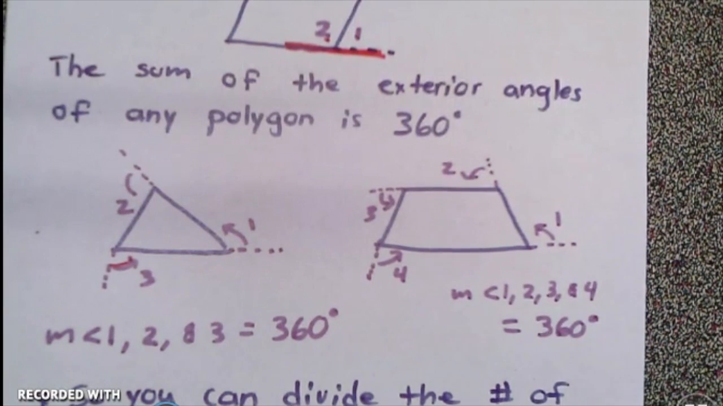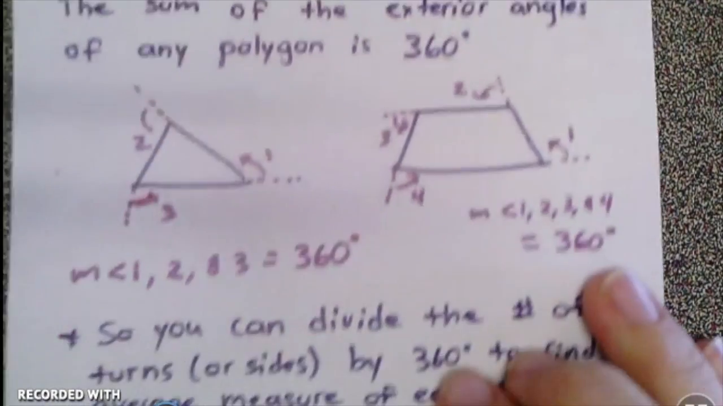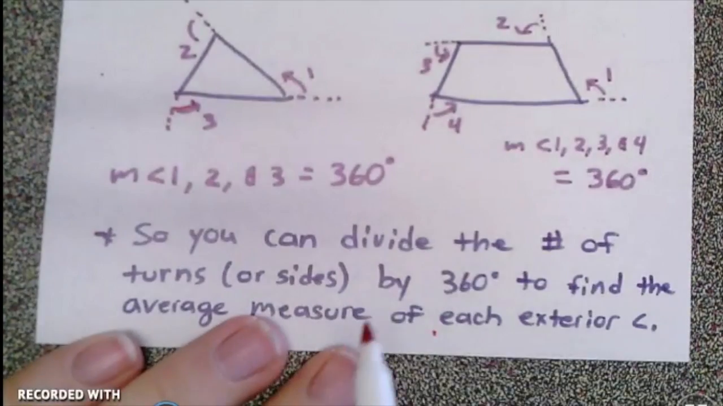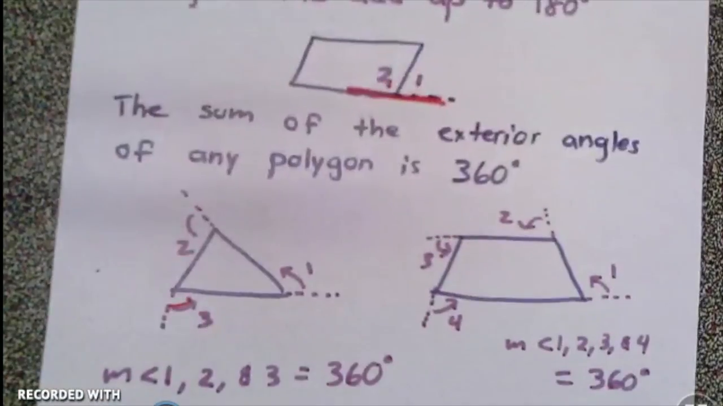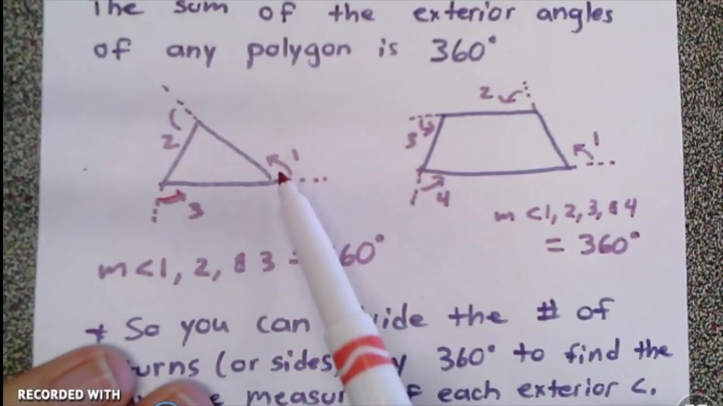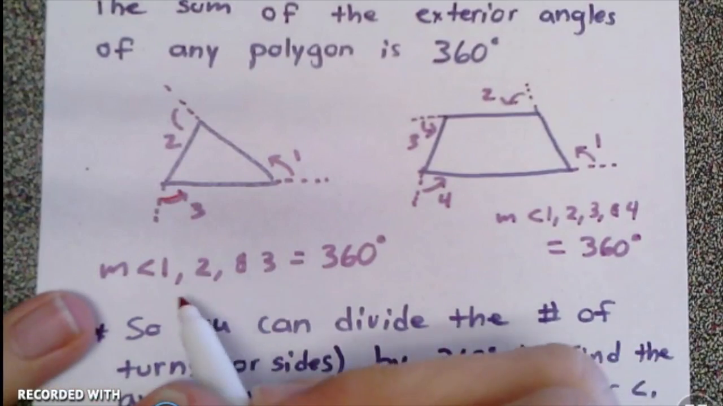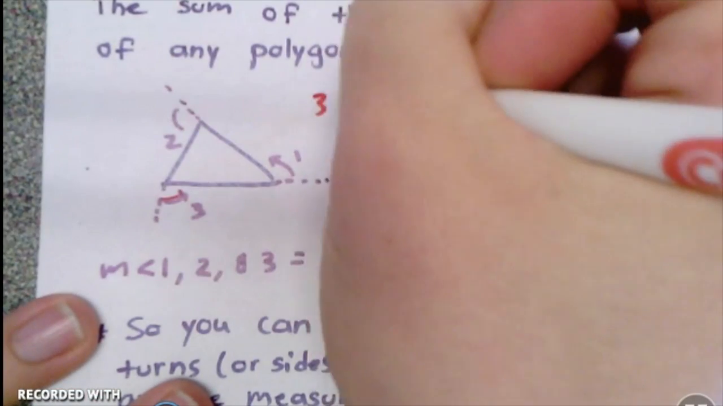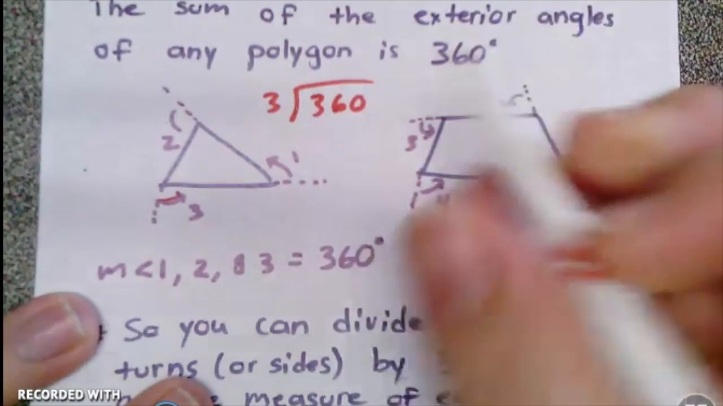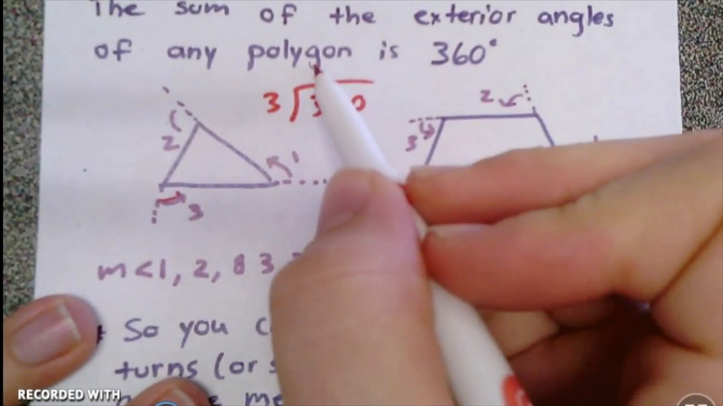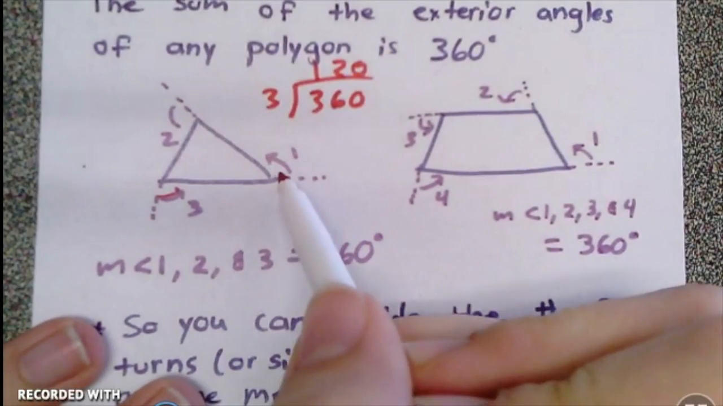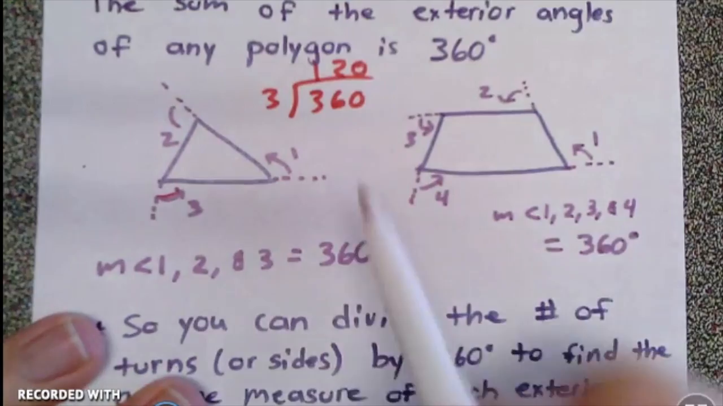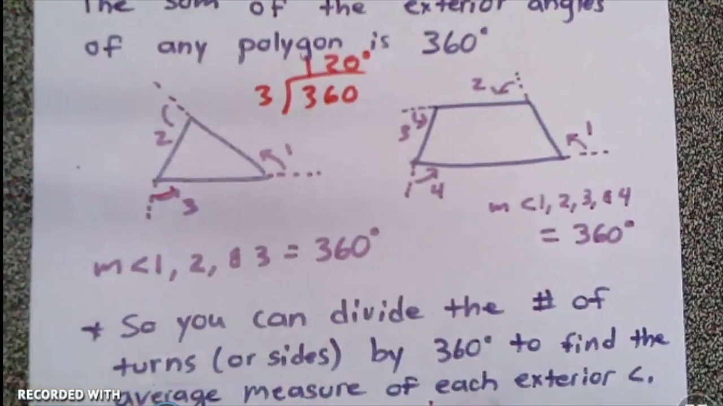Okay, so how can we figure out what the average of these angles are? You can divide 360 by the number of turns or sides, and that'll tell us the average measure of each exterior angle. So for this one, we have 3 turns. So in order to find the average, we would do 360 divided by 3. 3 goes into 3 once, 3 goes into 6 twice. So that means the average turn measure of each of these exterior angles is 120 degrees.